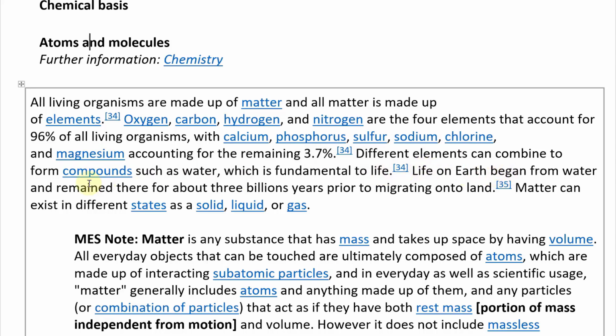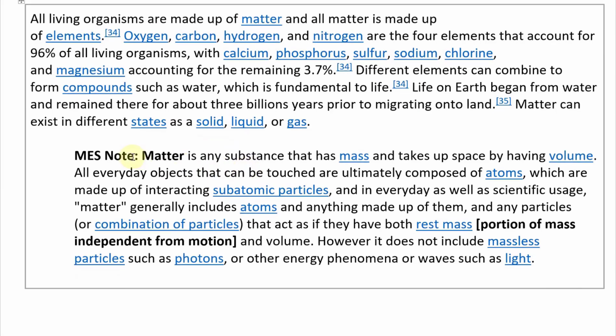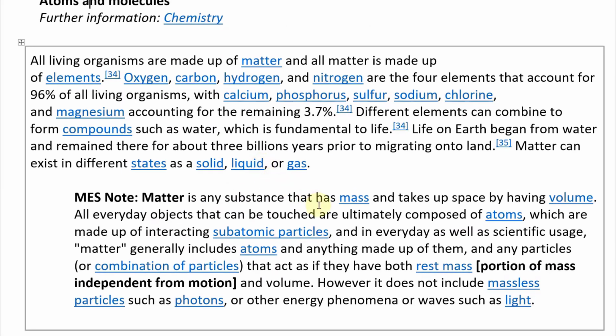Life on Earth began from water and remained there for about 3 billion years prior to migrating onto land. Matter can exist in different states as a solid, liquid, or gas. So, MES note, matter is any substance that has mass and takes up space by having volume. All everyday objects that can be touched are ultimately composed of atoms, which are made up of interacting subatomic particles.